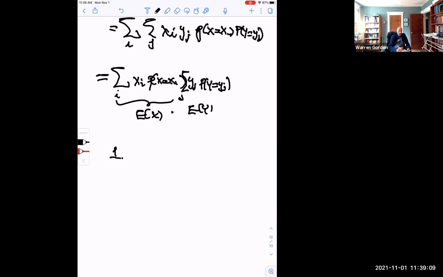So one is, in general, E of X plus Y equals E of X plus E of Y. And by the way, this generalizes to any number of random variables. I just did it in the case when there are two random variables.